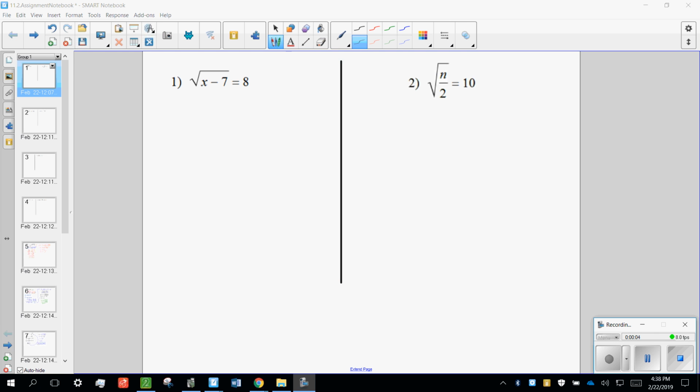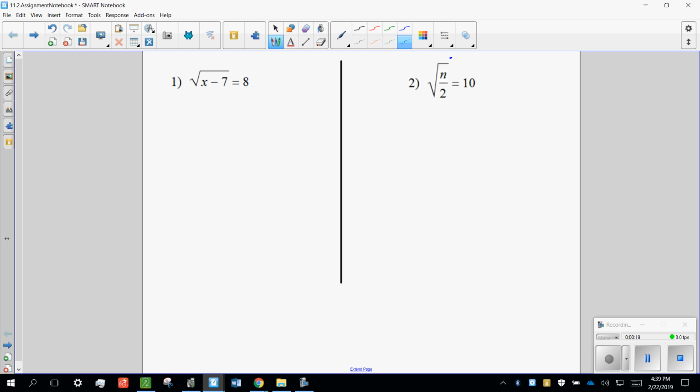Okay, we are going to do most of these from the Solving Square Root Functions Algebraically worksheet. I'm going to skip number 1. It's just like number 2, but number 2 is maybe a little more confusing because we don't like fractions.